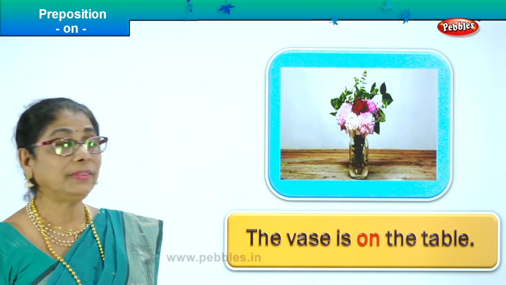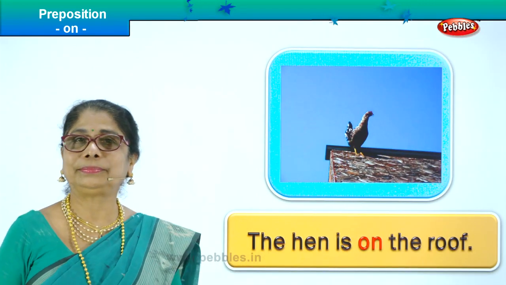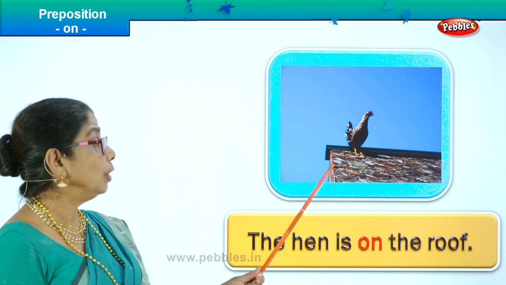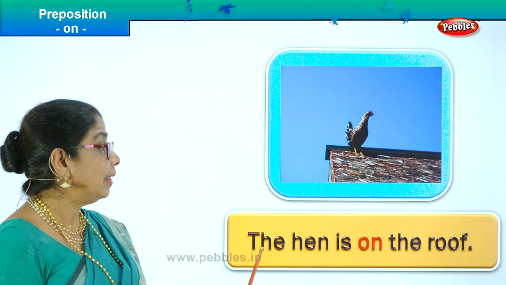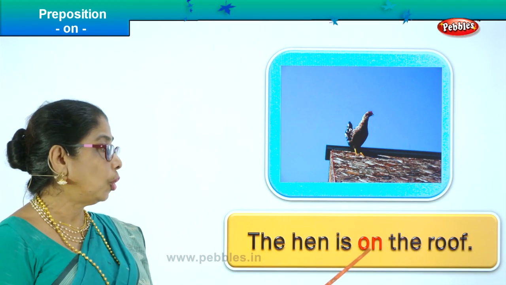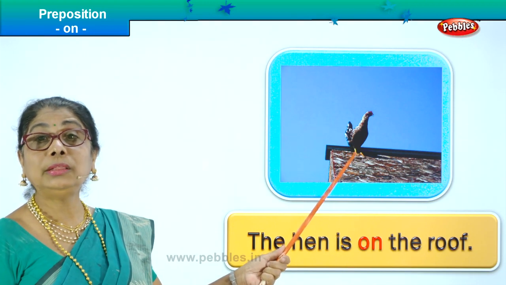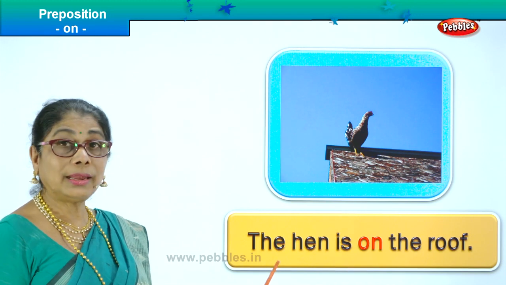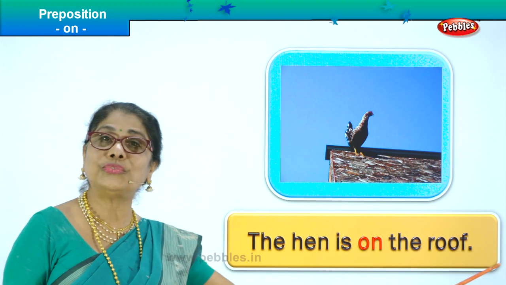Let us take our next picture. See what we have. Where is the hen? She's standing somewhere. On the roof. Yes, that's the roof. On top of the roof she's standing. Where is the hen? The hen is on the roof. Where is she standing? The hen is standing on the roof. Preposition on. Now can you read the sentence? The hen is on the roof. Good.